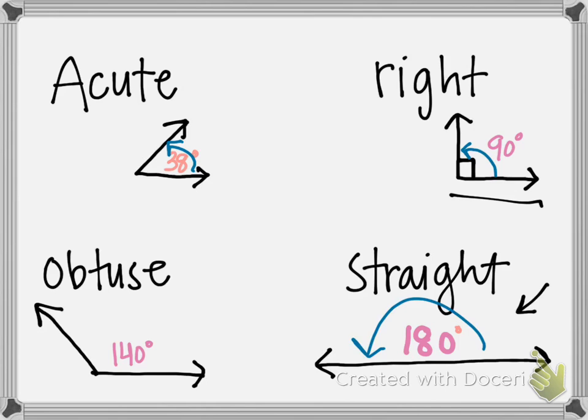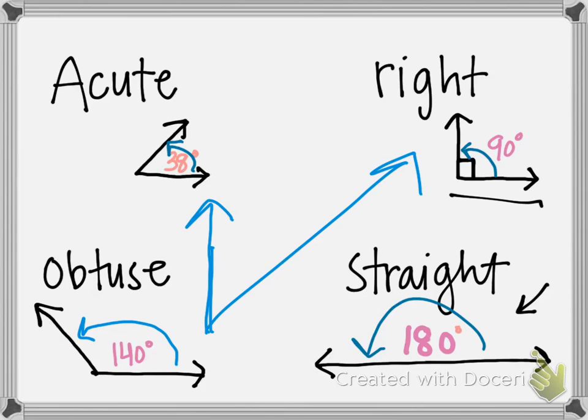So the thing to remember about an obtuse angle is that it is bigger than a right angle. So it's bigger than this, and bigger than an acute angle, but it's smaller than a straight angle. So these are the 4 types of angles that we have, and we classify them based on the degree of how big it is.